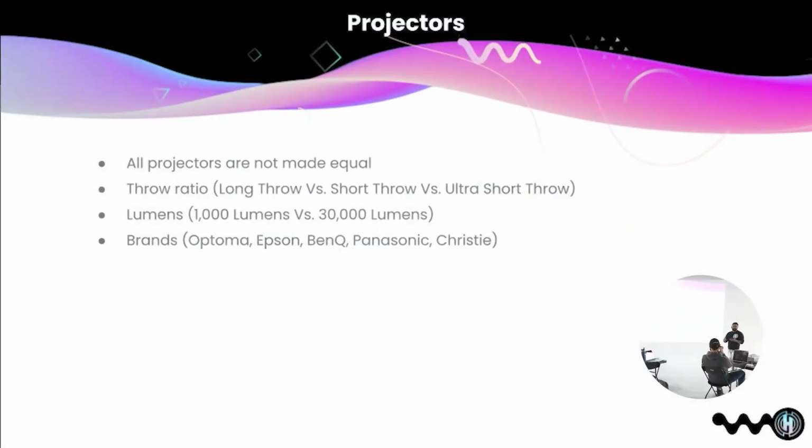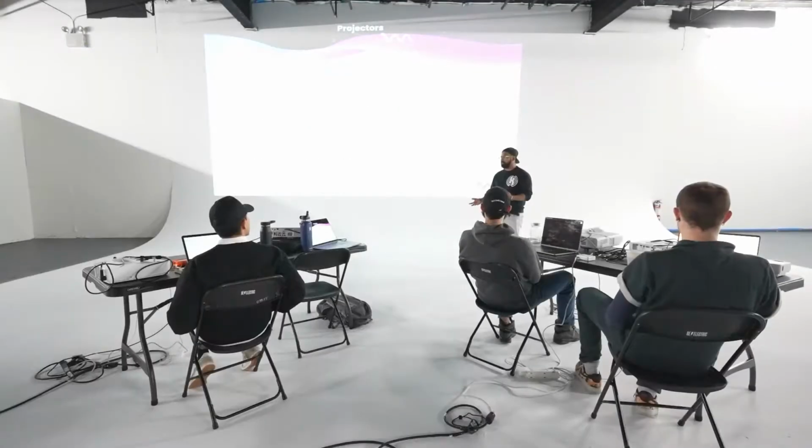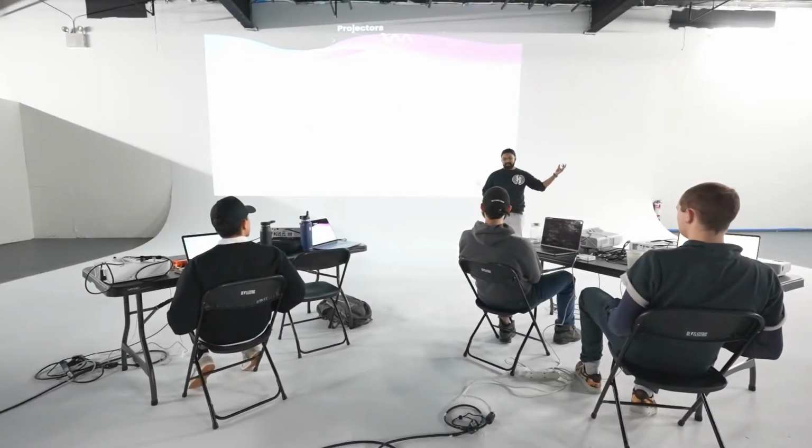All right, projectors, really important. All projectors are not made equal. They have different throw ratios, they have different lumens, and of course there's different brands. So throw ratio, the different types of throw ratios are long throw projectors, short throw projectors, and there's also ultra short throw projectors. So what does that mean? When you, growing up in school, in a classroom, if they had a projector, it was normally in the back, right?